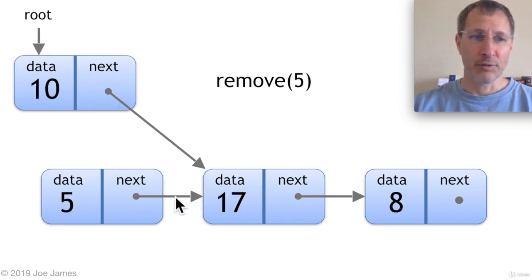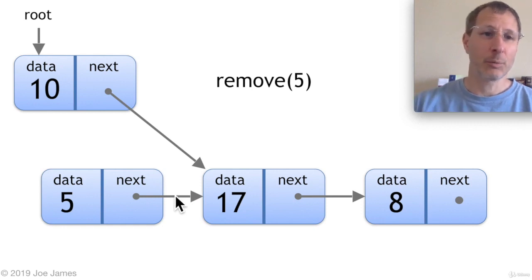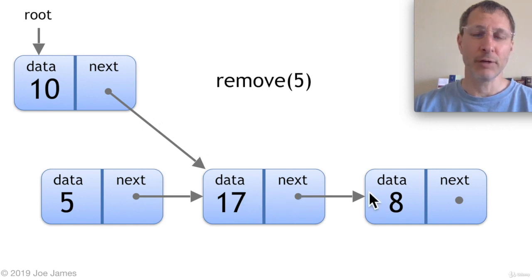And so now effectively the 5 node is just completely cut out of the linked list. When we iterate through the linked list starting from the root, we're going to follow this path and we're never even going to know that the 5 is there. The 5 node still exists, but we don't have access to it anymore. It's effectively deleted from the linked list. So that's the remove operation.